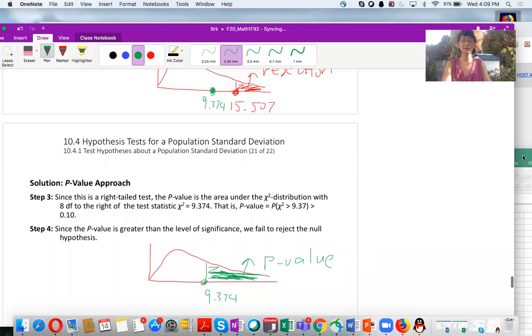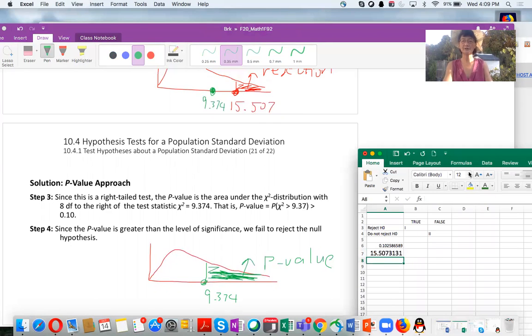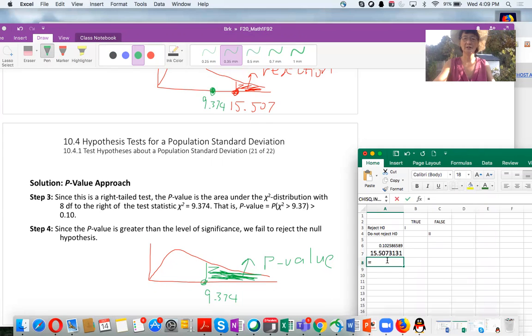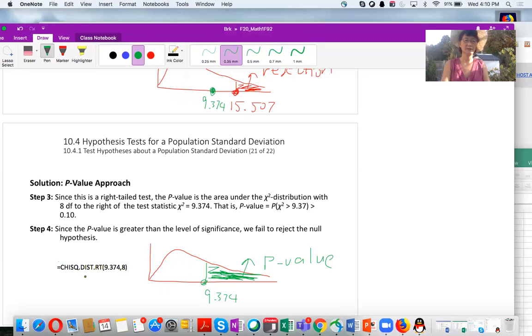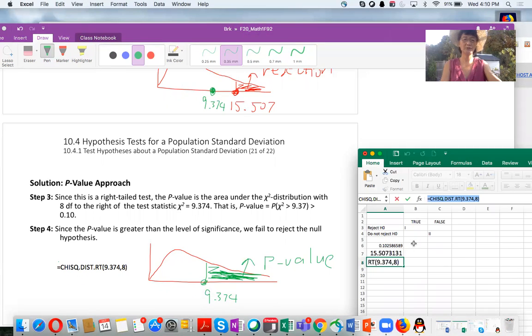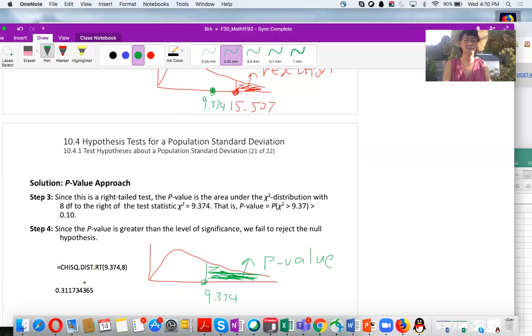Again, you can use the table. I try to use Excel. I go to chi-square dot dist, and this is right tail. So x is 9.374. Degree of freedom is 8. So I get a p-value of 0.311. Copy this. And this result I get, so they are equal. So this is the p-value.